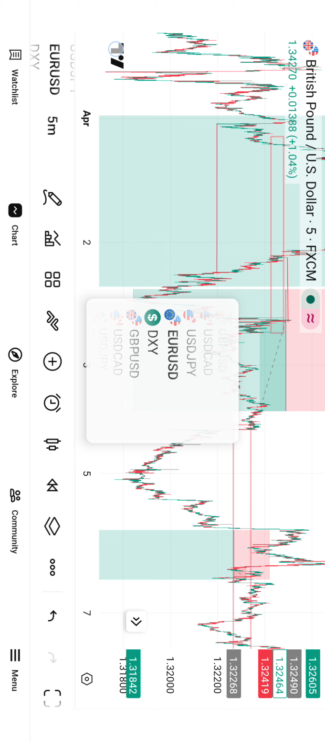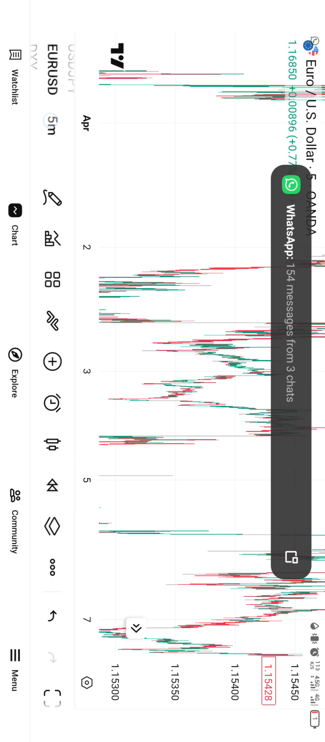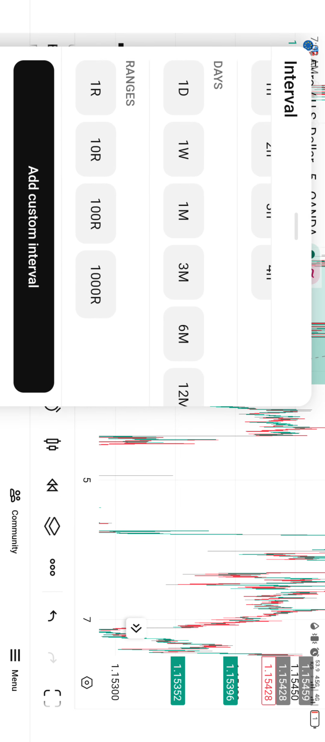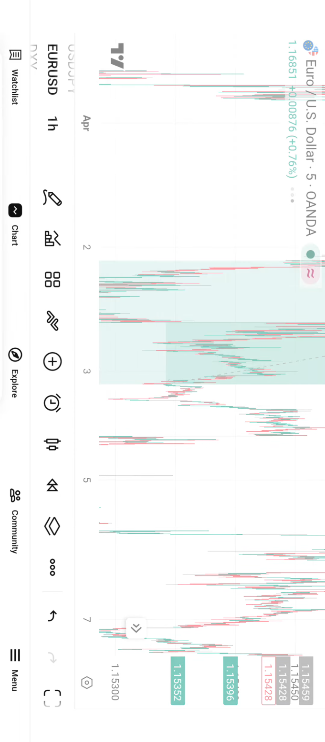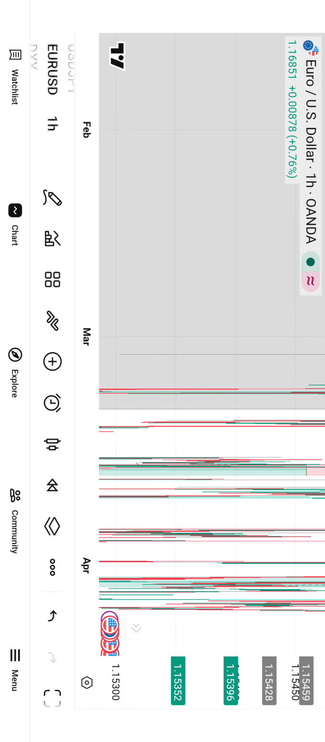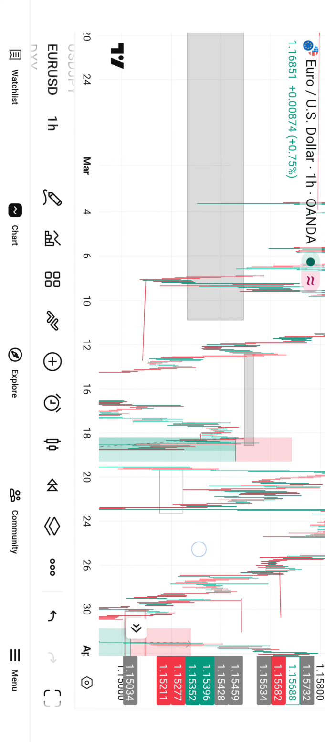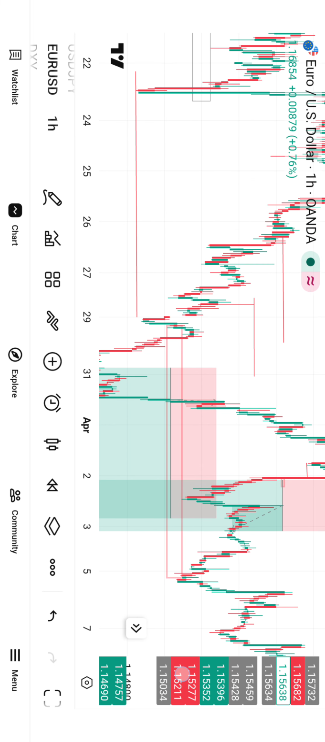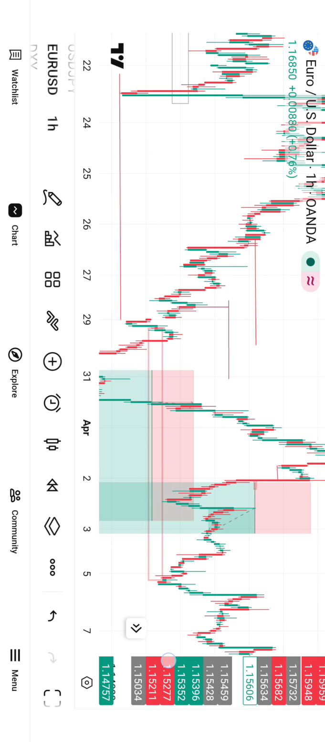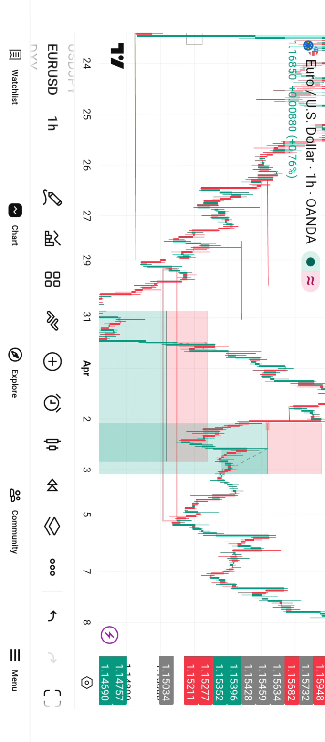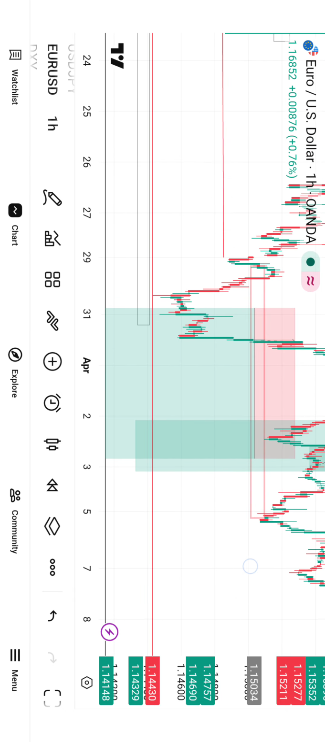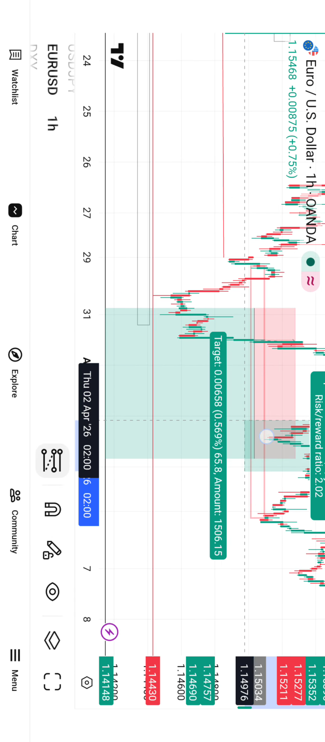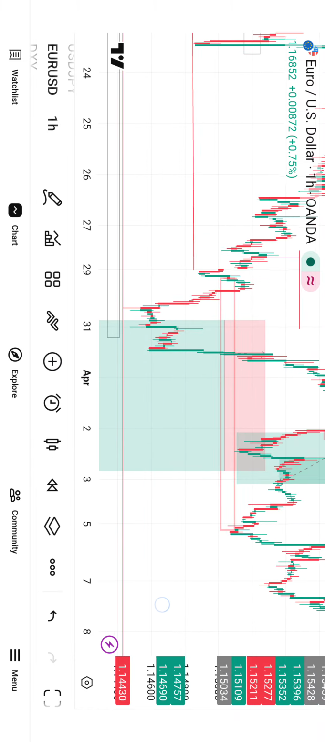Let me show you USD. USD was very clear, more clear than GBP. So we could pick it.